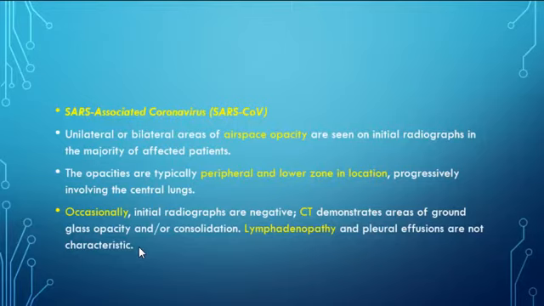SARS-associated coronavirus: unilateral or bilateral areas of airspace opacities are seen on the initial radiograph in the majority of affected patients. The opacities are typically peripheral and in the lower zone. Occasionally, initial radiographs are negative. CT demonstrates areas of ground glass opacities and/or consolidation. Lymphadenopathy and pleural effusion are not characteristic.